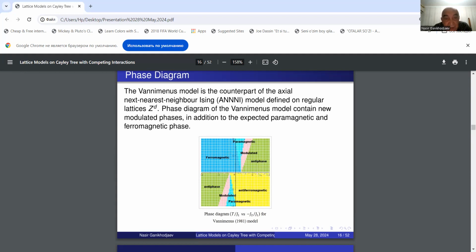And this Ising model one can also consider as a counterpart of the axial next-nearest-neighbor Ising model defined on a regular lattice, because first of all such models were considered on Z^d, and it was proved that modulated phases arise. Later one can show that the same property holds for the Cayley tree.